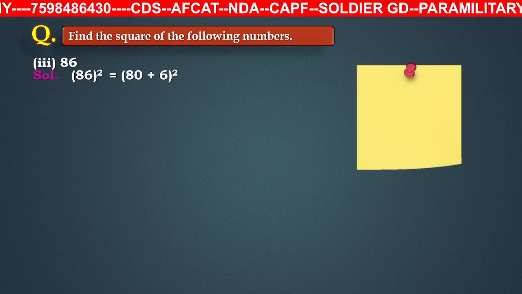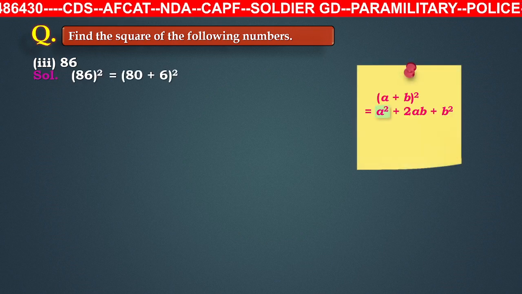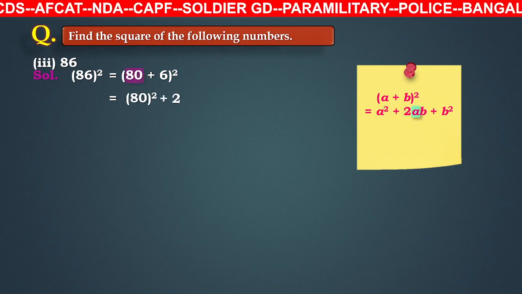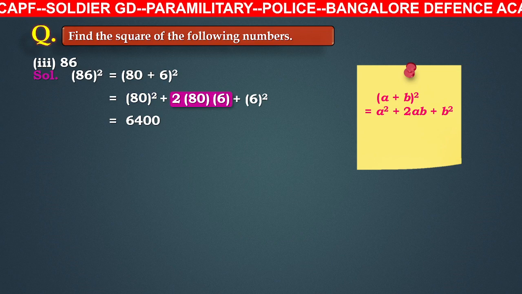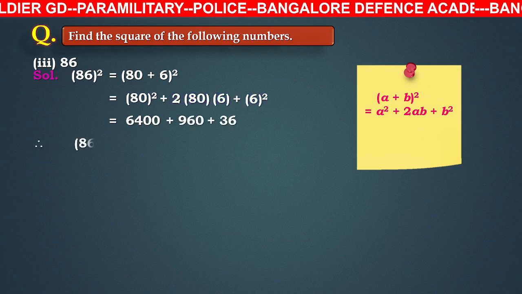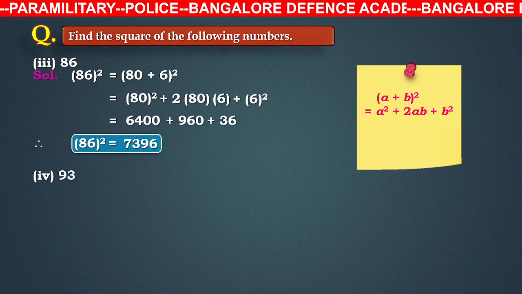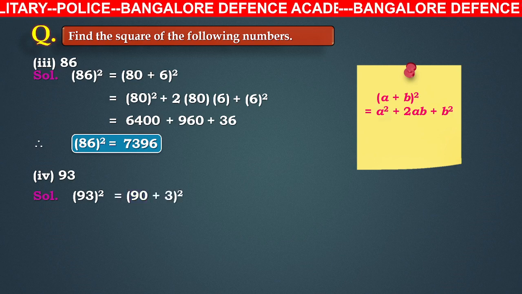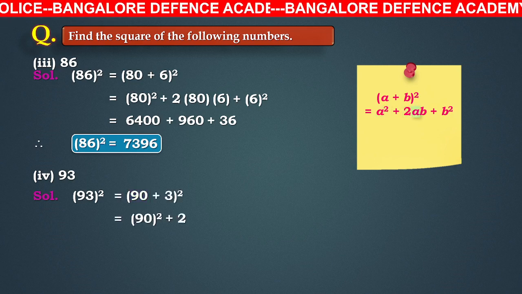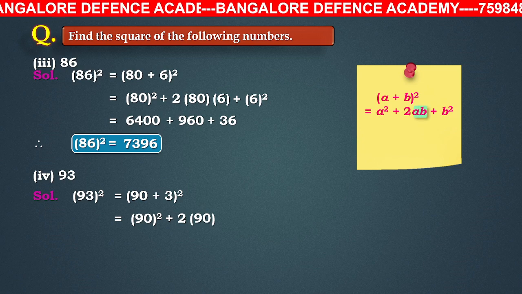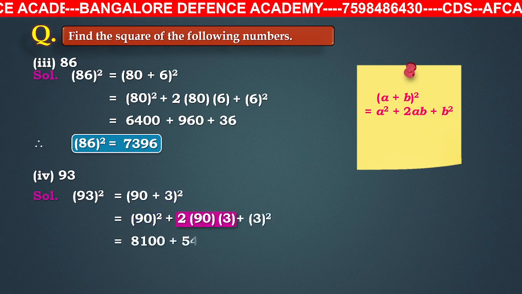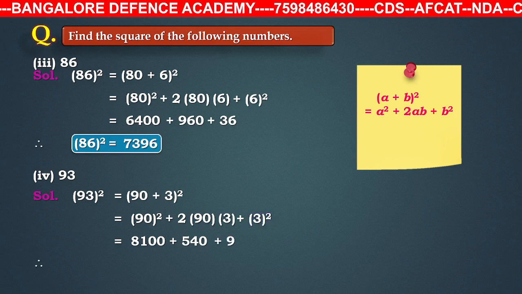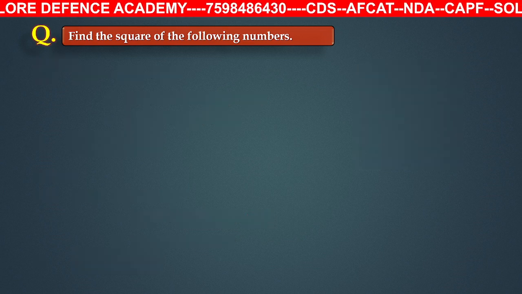So try this. 86 can be written as 80 plus 6, and this is how you are going to do it: 80 square plus 2 into 80 into 6 plus 6 square. So the answer is 7396. Next, 93 square can be written as 90 plus 3 square. So a becomes 90 and b becomes 3. So you are going to write 90 square plus 2 into 90 into 3 plus 3 square. This is the final answer, 8649.